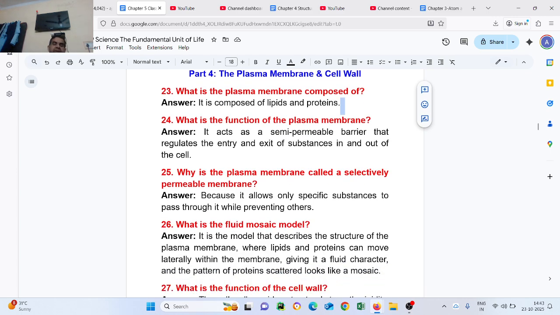Question number 25. Why is the plasma membrane called a selectively permeable membrane? Because it allows only specific substances to pass through it while preventing others.